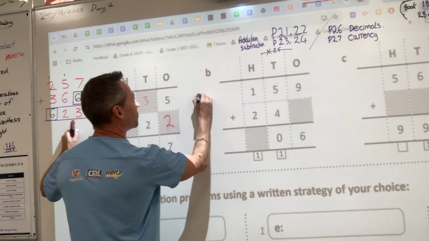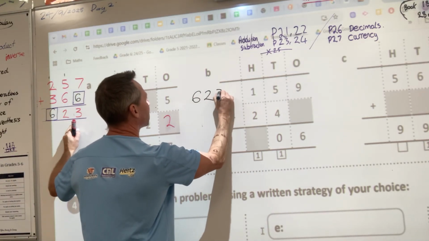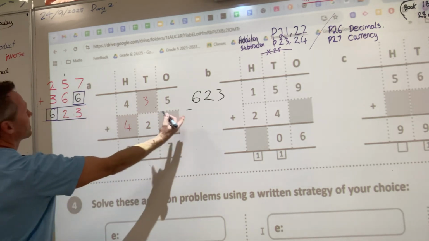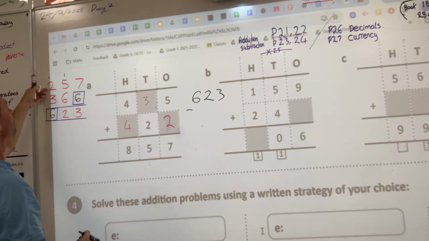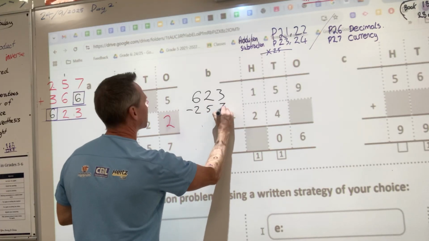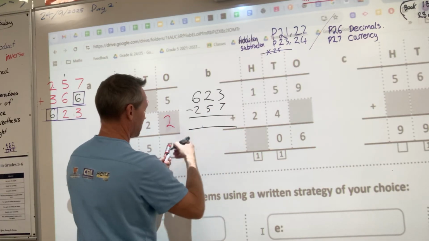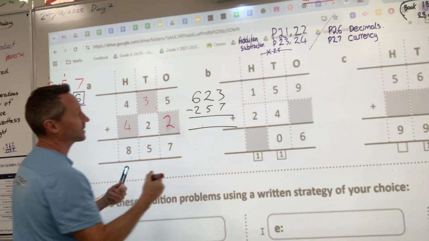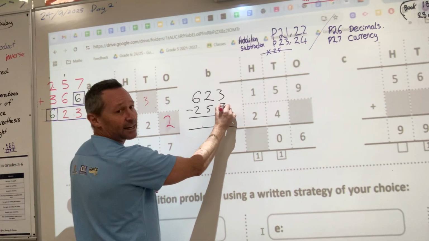But if I wanted to really double check 623, then I could do the inverse operation. Just take one of these, put it in here. So we've got 257. It doesn't matter which one I do. I'm going to minus it. And you should give me 366 if I'm correct. So let's check. 3 minus 7 I can't do.